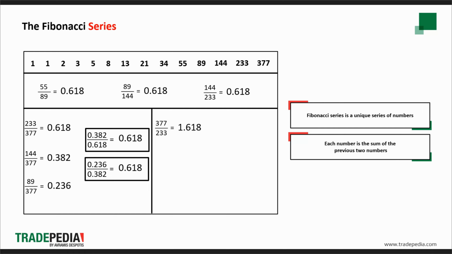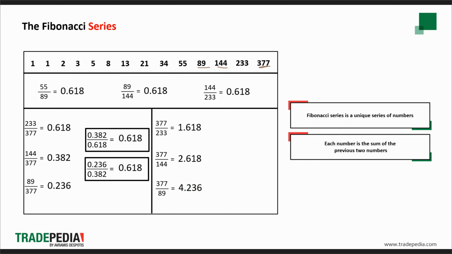If we leave one number in the middle empty, so we take 377 divided by 144, what do we get? We get 2.618. And if we leave two numbers in the middle empty, 377 divided by 89, what do we get?